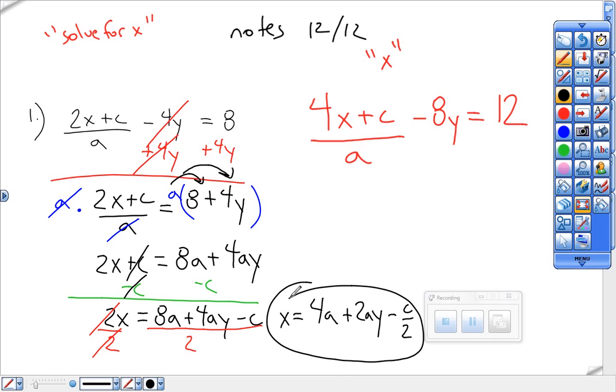So you can see when I divide everything by 2, each part is divided by its own little 2. The 8a divided by 2, the 4ay divided by 2, and the minus c divided by its own 2. I'm going to show you one more example and then have you try one on your own.